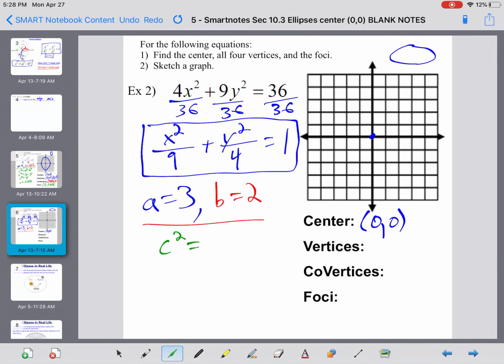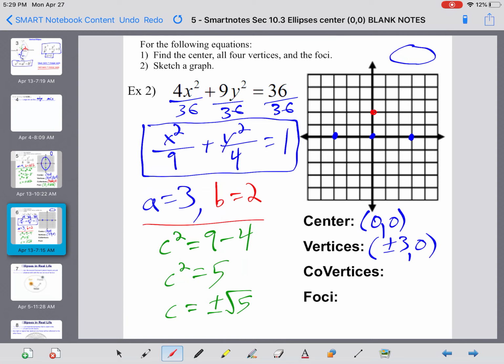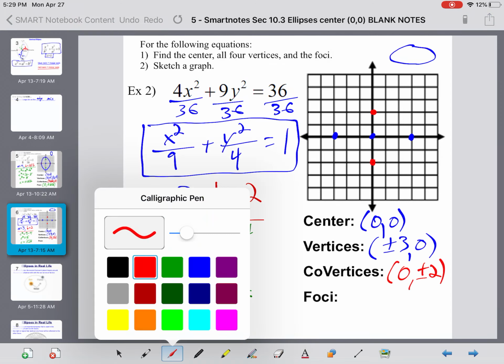The c value is the a squared minus the b squared. So c squared is 5. So c is plus or minus the square root of 5. From the center, because it's a horizontal, I'm going left and right 3 units to get to my vertices. So that's plus or minus 3, 0. I'm going up and down to get to my covertices, up and down 2. Those 2 points are 0, plus or minus 2.